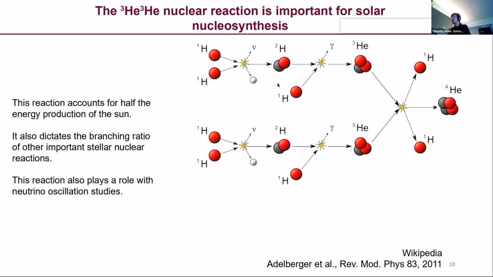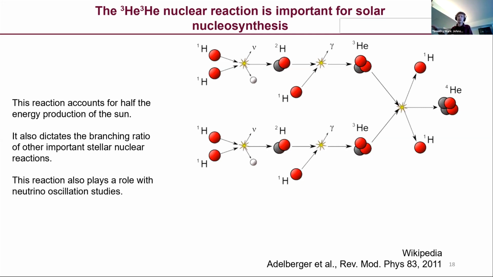The proton-proton-1 chain starts with just protons and fuses all the way up to the helium-3. And the last step is when we have the helium-3 fusing together to spit out 2 protons and a helium-4 nucleus. This reaction is interesting because it's responsible for producing half the energy of the sun. And it also is important in setting the initial conditions for the other proton-proton chains, proton-proton chain 2 and 3.